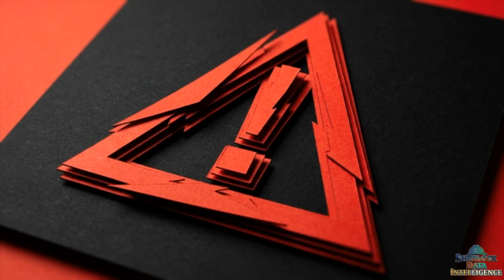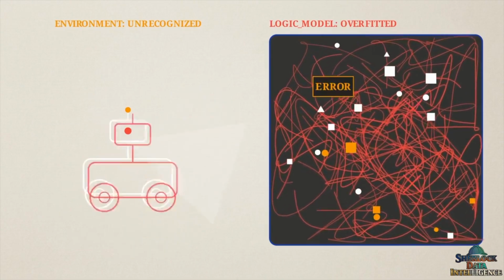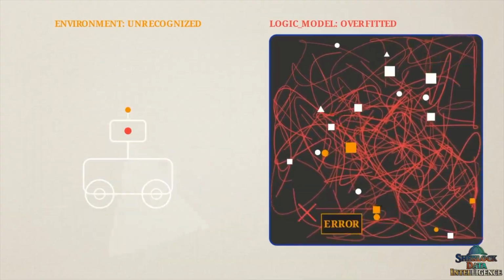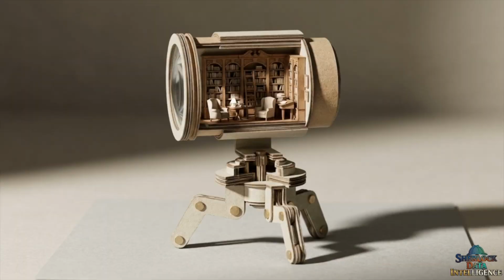Our model failed because of a trap called overfitting. It never actually learned the general rules of how to navigate a physical space. It simply memorized the specific room we built for it.